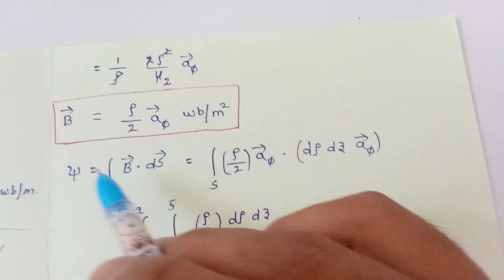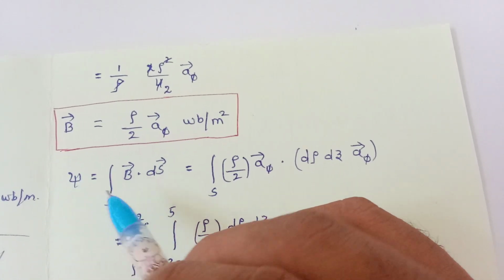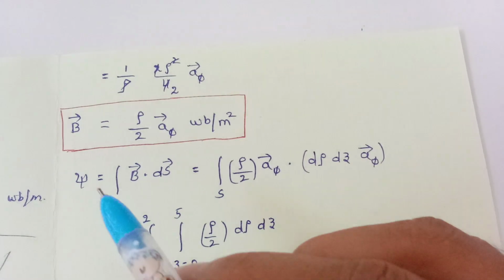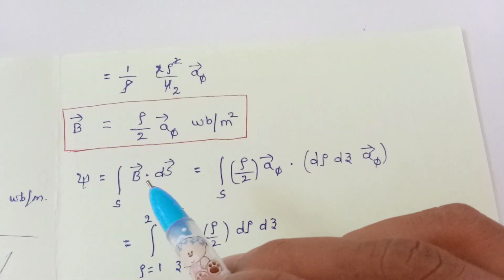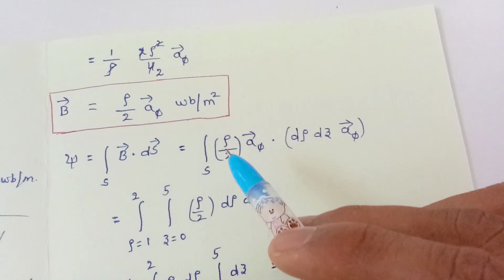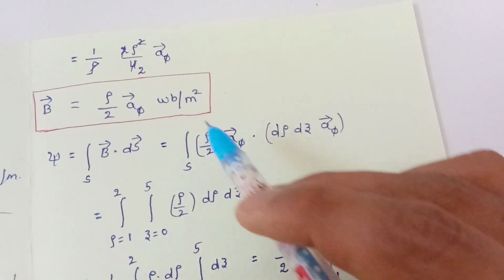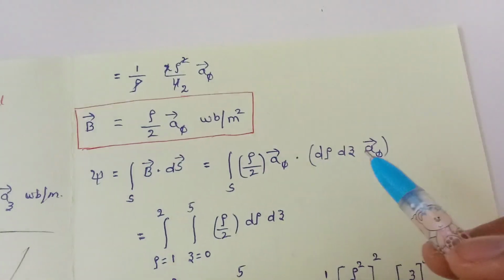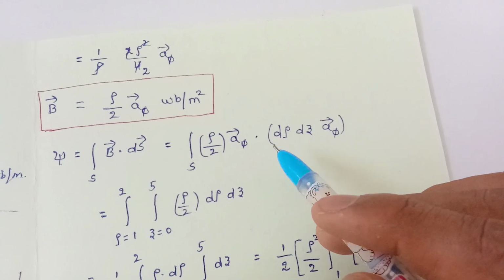After evaluating this cross product, we have the magnetic flux density rho upon 2 unit vector along phi direction, Webers per meter square. But they said to determine the magnetic flux, which is equal to the surface integral of B bar dot ds bar. Then B bar is rho by 2 unit vector along phi direction. If you observe the ds bar, since the direction of B bar is phi, it is also in the phi direction, then d rho dz.